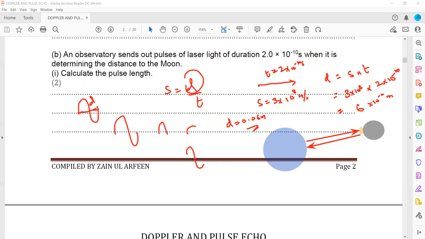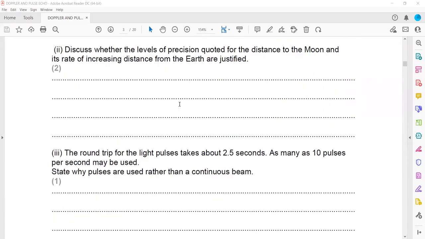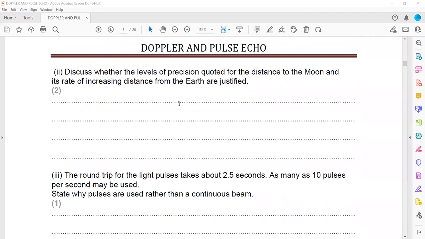Length of the pulse means the distance traveled by the pulse. So distance traveled by the pulse in a pulse duration, that's known as the length of the pulse.